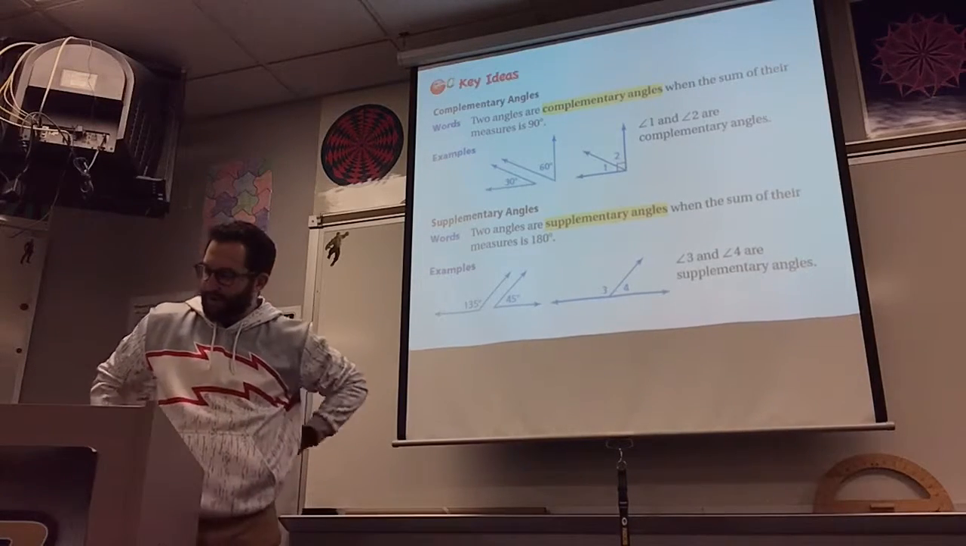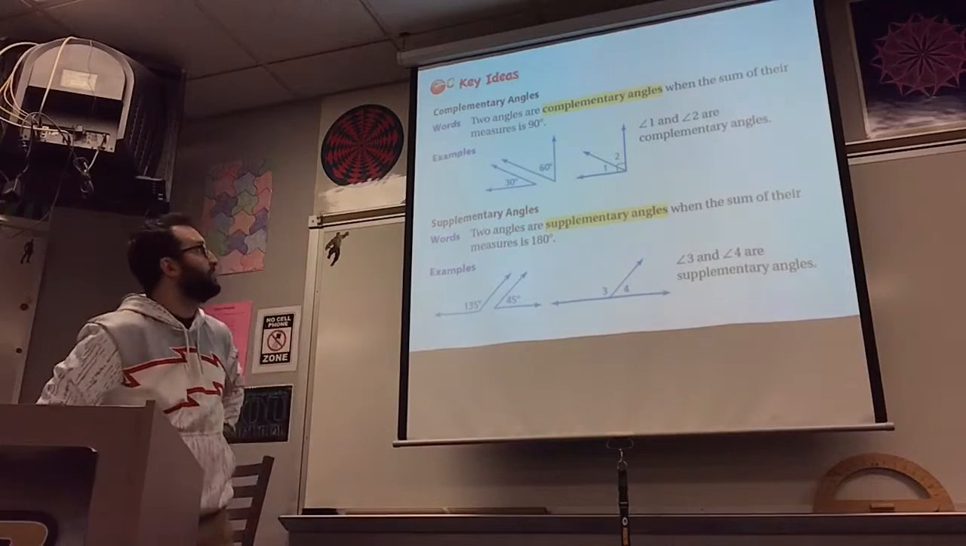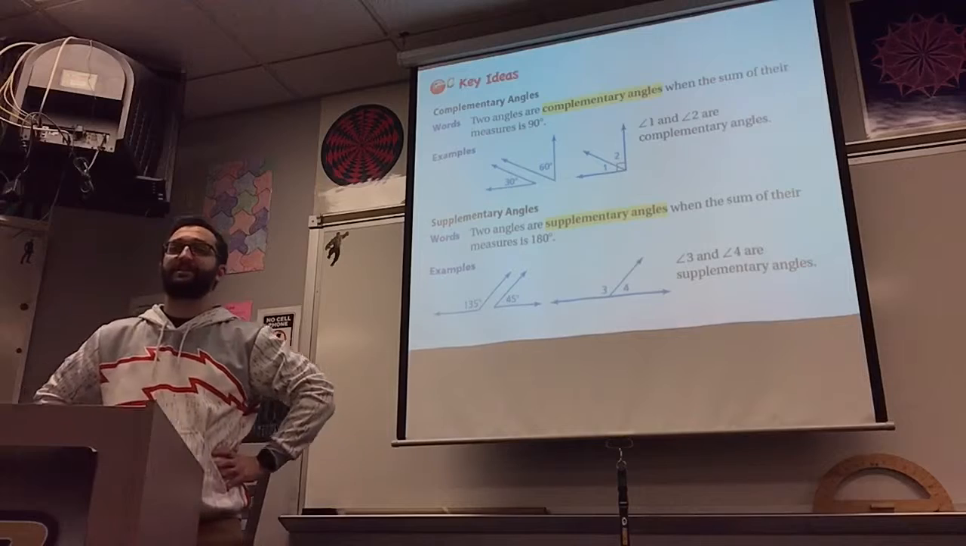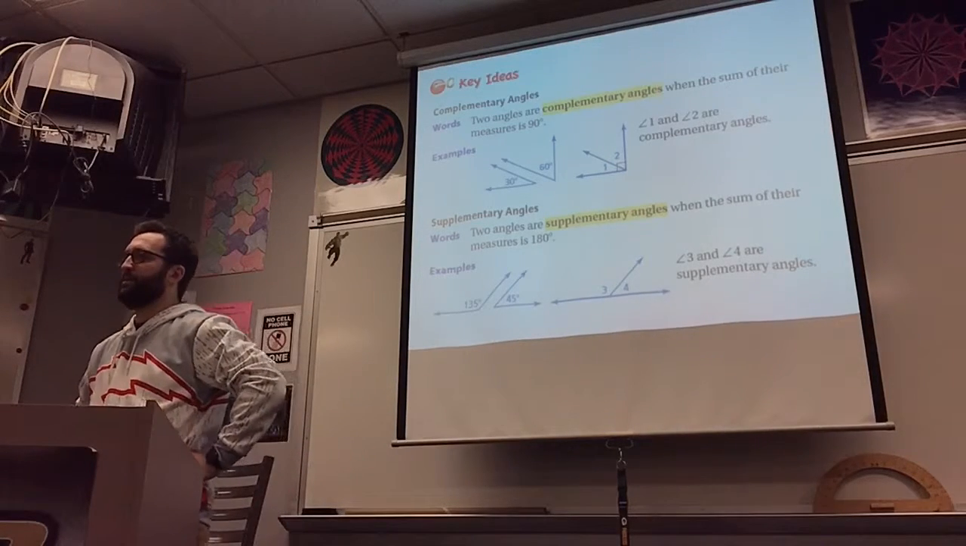All right. Two angles are complementary angles when the sum of their measures is 90 degrees. The sum of their measures is 90 degrees. That is an equation. What is the equation?